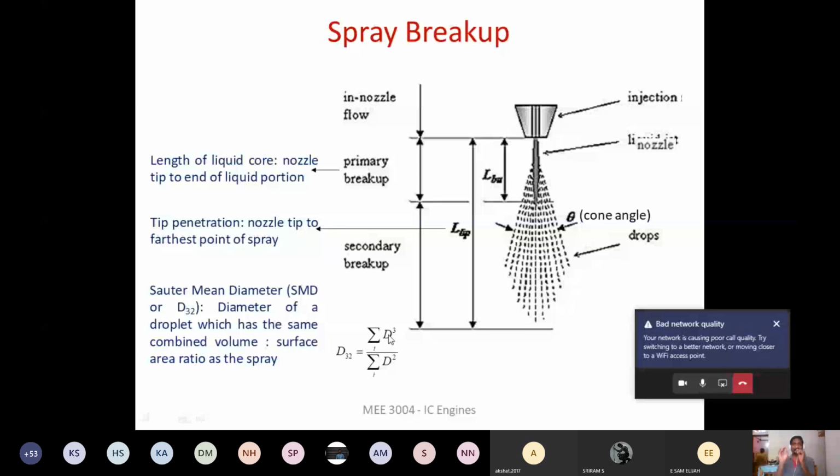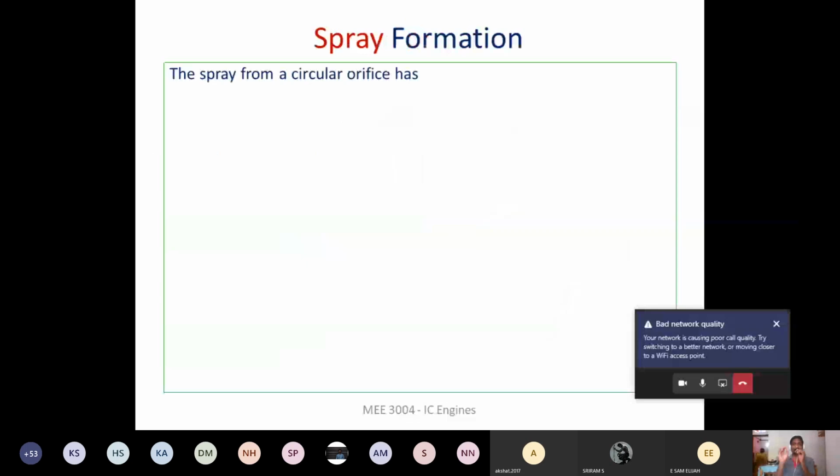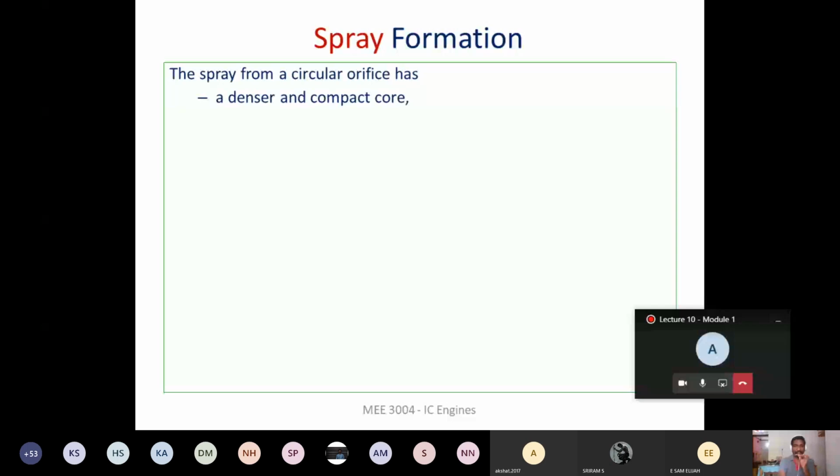Let us conclude everything regarding the spray structure and the spray formation. For the spray issuing from the orifice, there are three regions. At the inner core, at the axis of the fuel injection, we have the denser liquid. Then it is surrounded by a cone of fuel droplets.